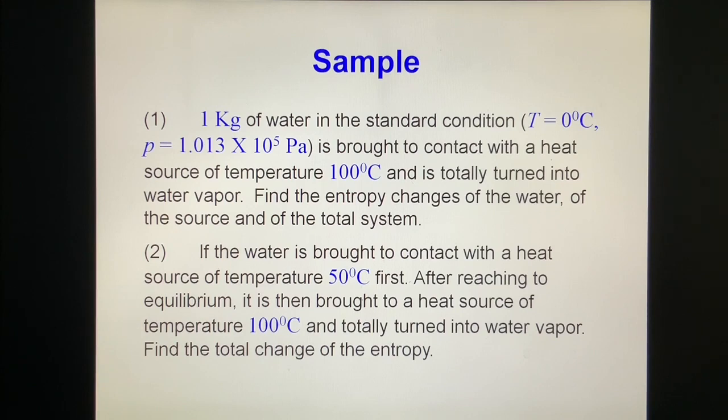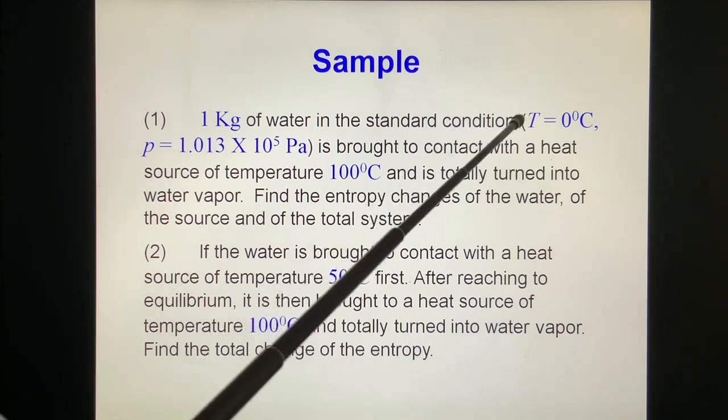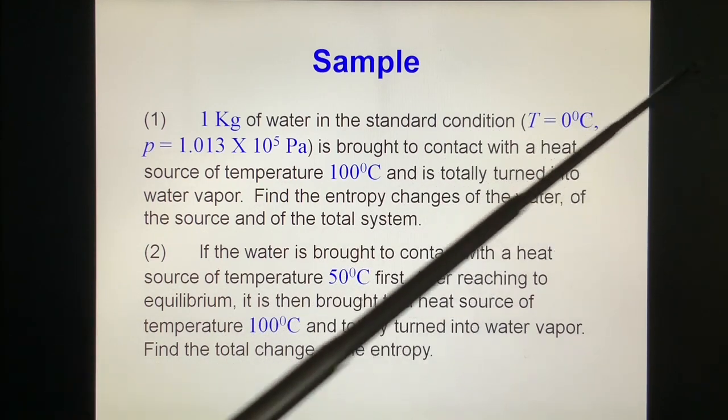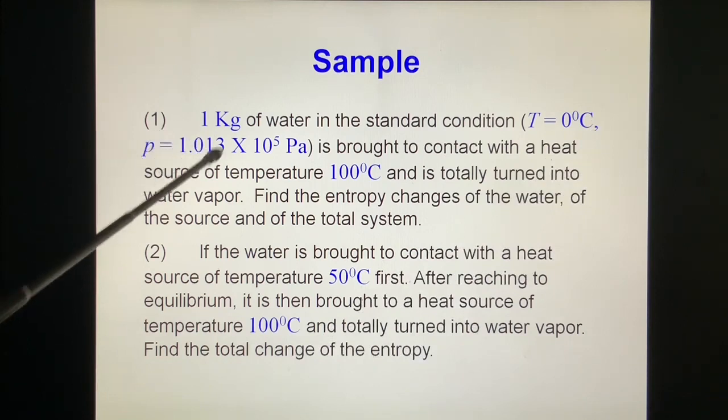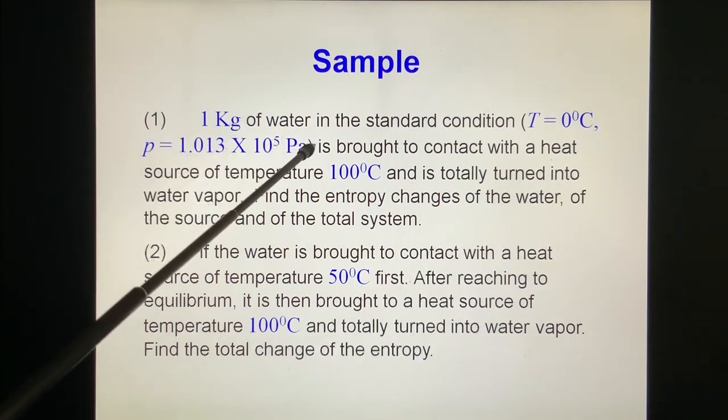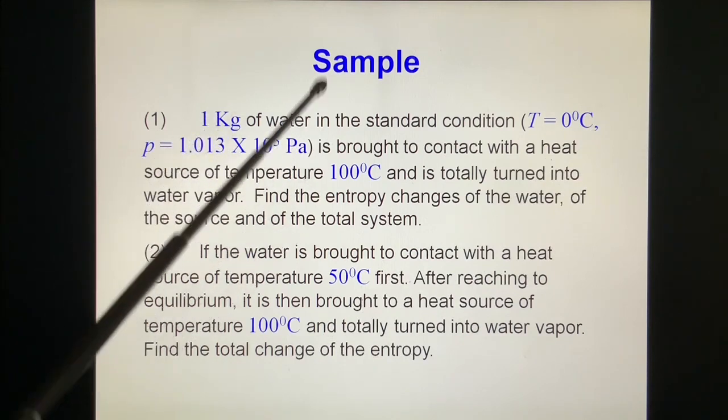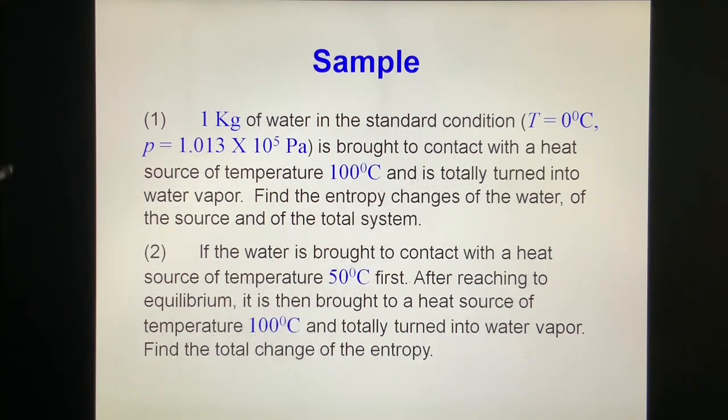Question 1. One kilogram of water in standard condition, T equals 0 degrees Celsius and P equals 1.013 times 10 to the 5th Pascal, which is 1 atmosphere, is brought into contact with a heat source of temperature 100 degrees Celsius and is totally turned into water vapor. Find the entropy changes of the water, of the source, and of the total system.